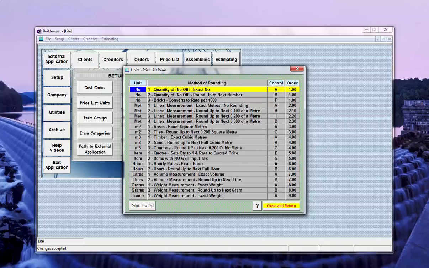So before you apply a unit of measurement to any item in the price list, and every item in the price list must have a unit of measurement, give a thought to how you want that item rounded in the bill of quantities, and choose the appropriate one with the appropriate control on it in order to have that rounding algorithm used with the rounding of each of the items in the price list. That's the end of this presentation.